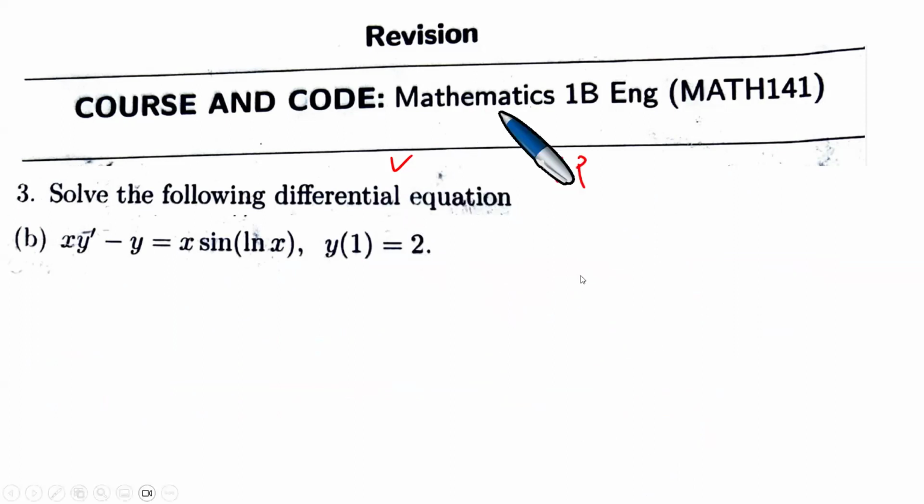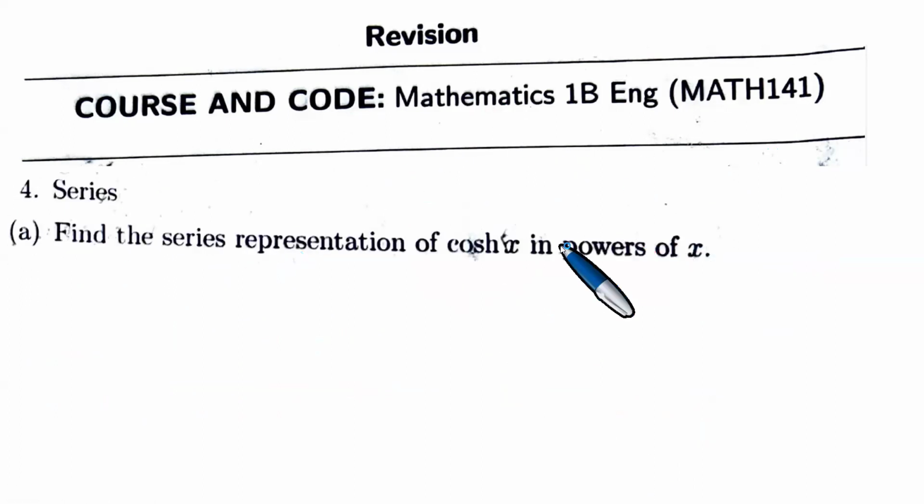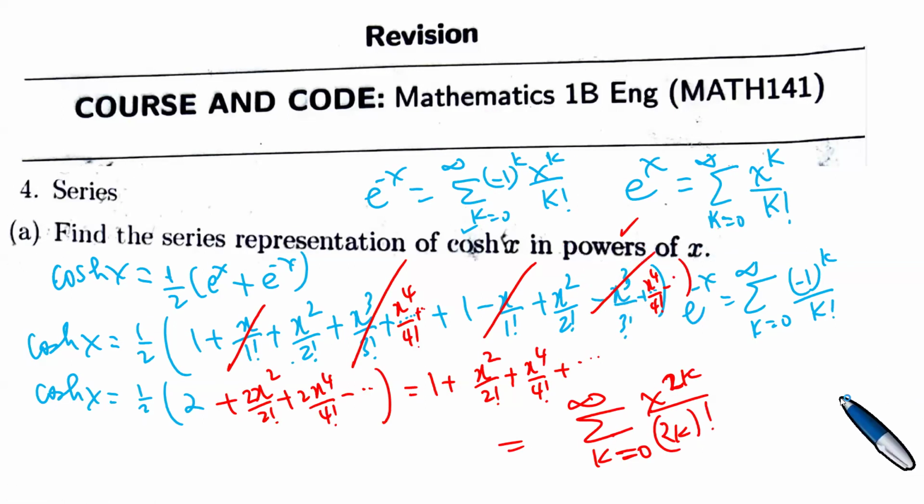Okay, let's check the 2K. How did you get 2K? Because it is 2, 4, 6, 8. So if these things are 2, 4, 6, 8, each is 2 times something. It's 2 times K. It's going to be 2K, because it is 2, 4, 6, 8.